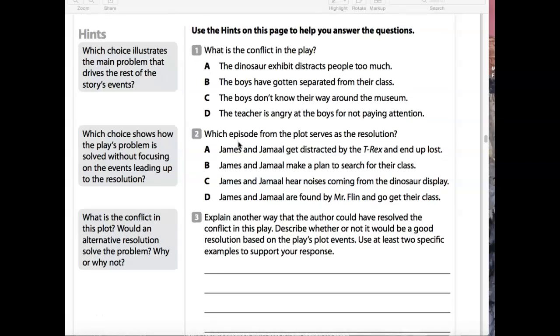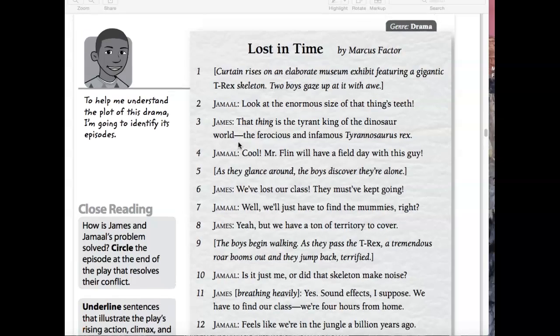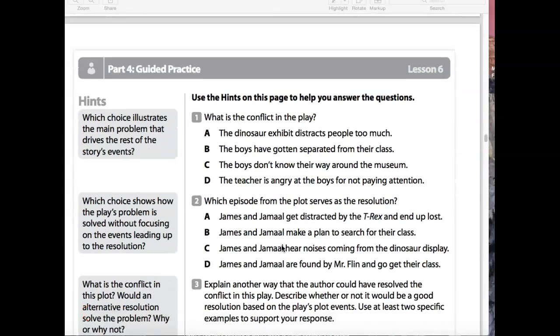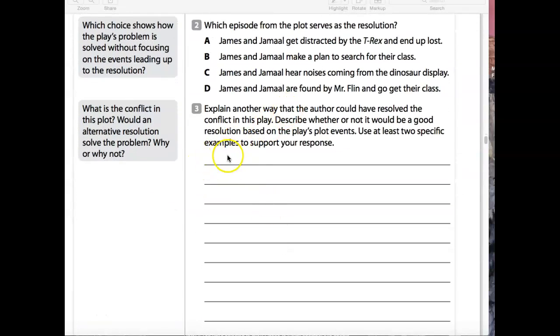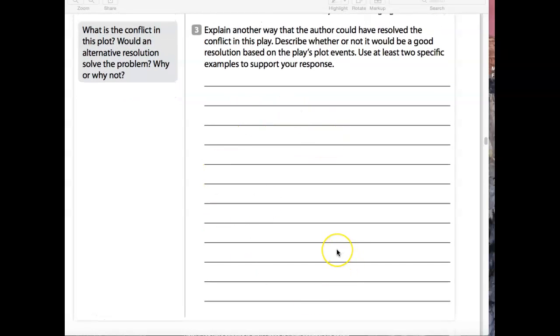Okay, our reading lesson today just follows what we did yesterday, Lost in Time. If you need to re-listen to that, go right ahead. Actually, I think I already talked about number 3 yesterday, so you may have already completed it. But number 3 is our lesson for today: explain another way that the author could have resolved the conflict in this play. Describe whether or not it would be a good resolution based on the play's plot events. Use at least 2 specific examples to support your response.